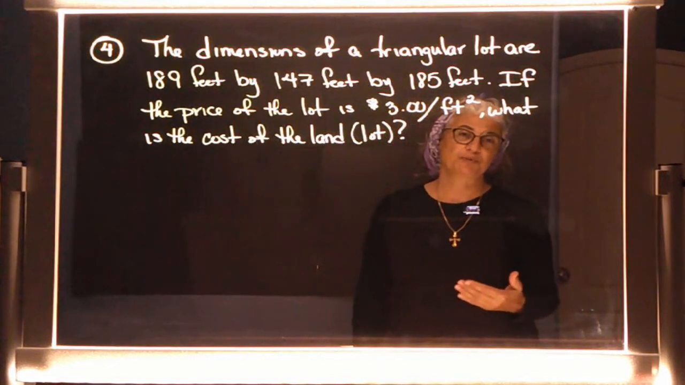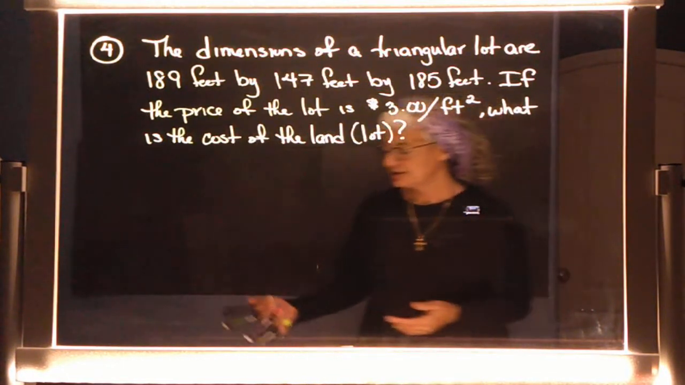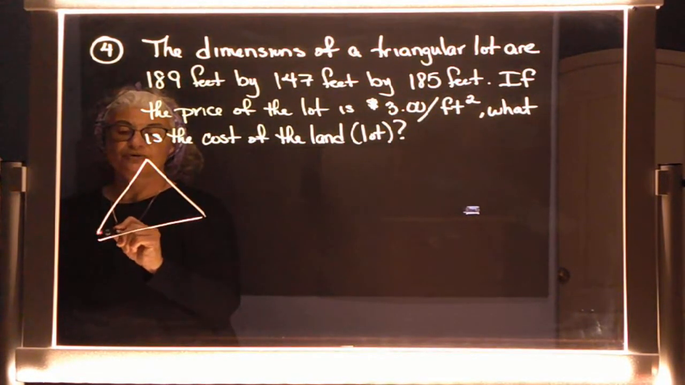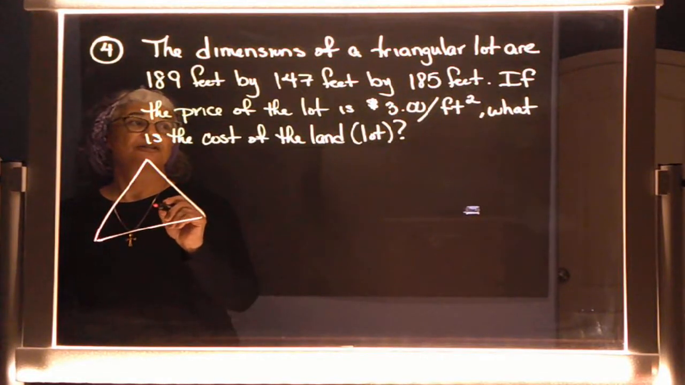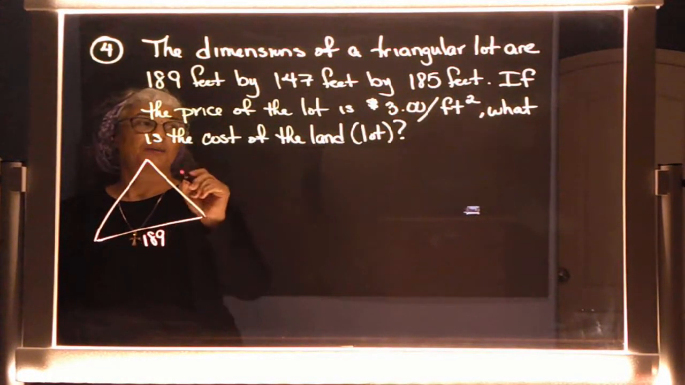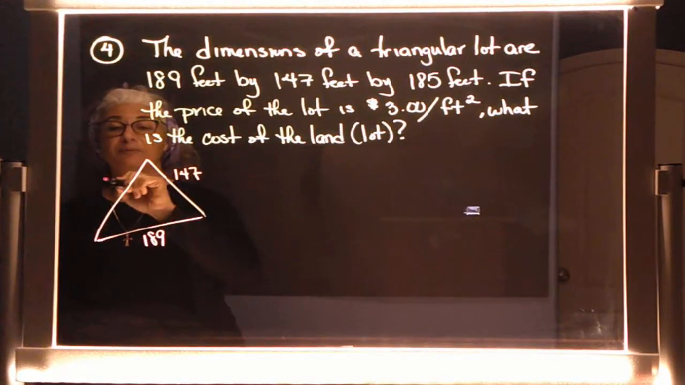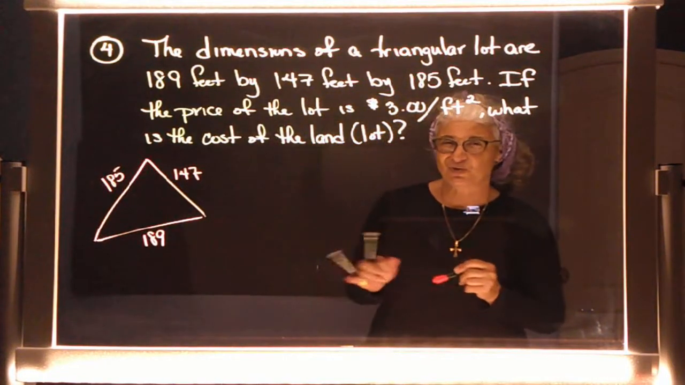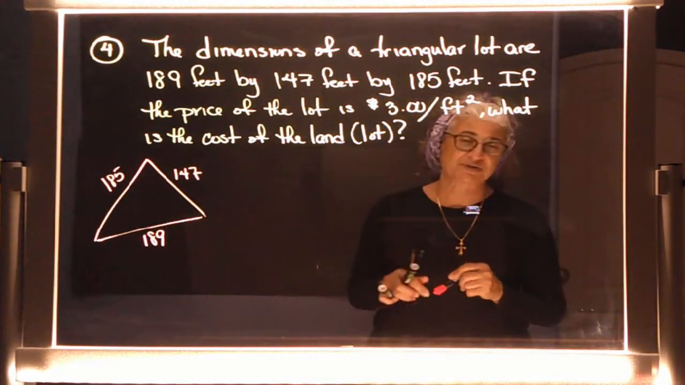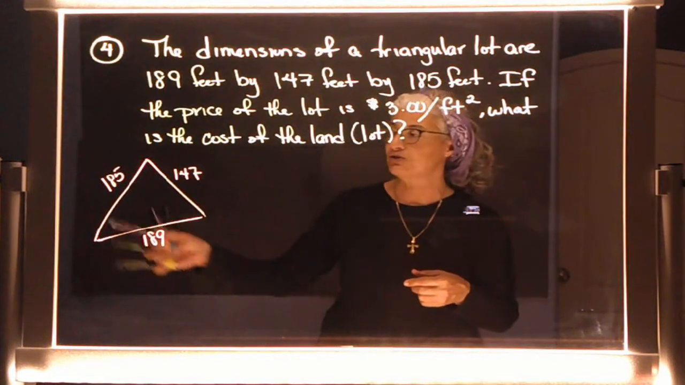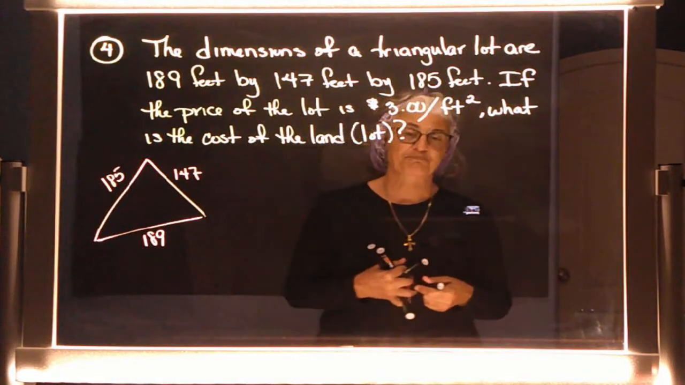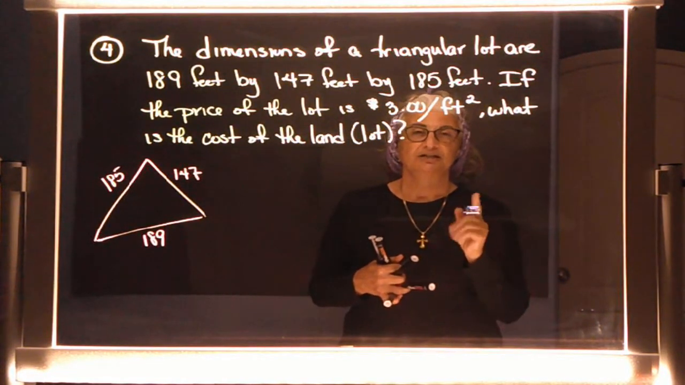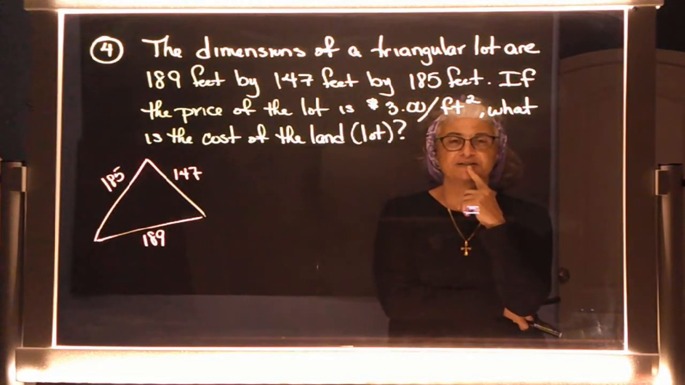Okay, so for us visual people, it's not a bad idea to draw it, right? So we know we have this triangular piece of land, and we know the dimensions of it are 189 feet by 147 feet by 185 feet. Agreed? I tried to draw one side longer than the other, so if you're wondering why I put the numbers there, it's because I was hoping this side was a little bit longer than the rest of them. Anyway, they're saying the price of the lot is $3 a square foot.